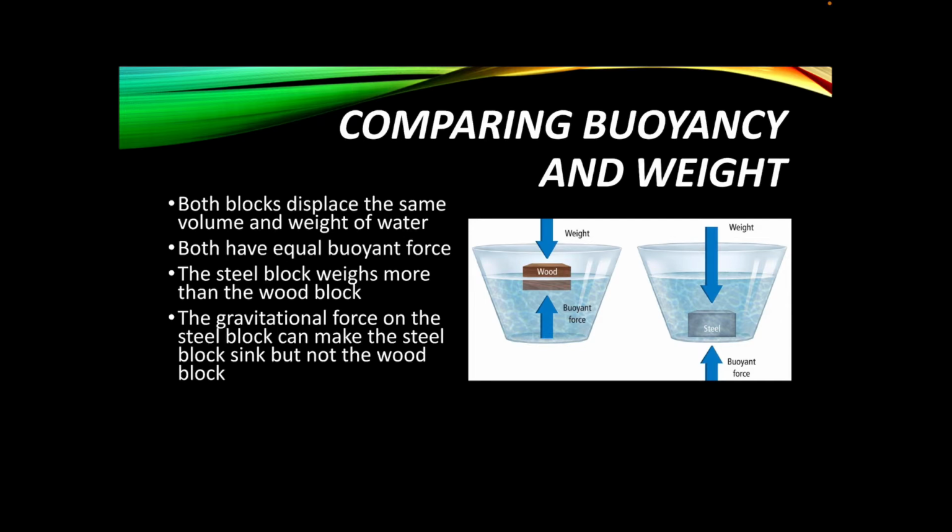When you compare buoyancy and weight, if you look at the image, you have a piece of wood floating in water. You can see that the amount of water displaced and the weight of the object are equal. But both wood and steel are displacing the same amount of water, so both have the same buoyancy force. The only reason the steel is sinking is because it's heavier. Because the steel is heavier, it has more gravitational force pulling on it, so it's going to sink.